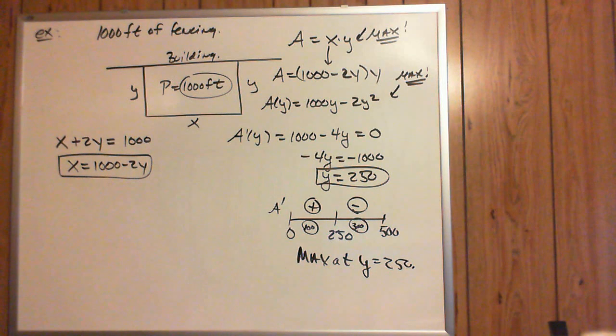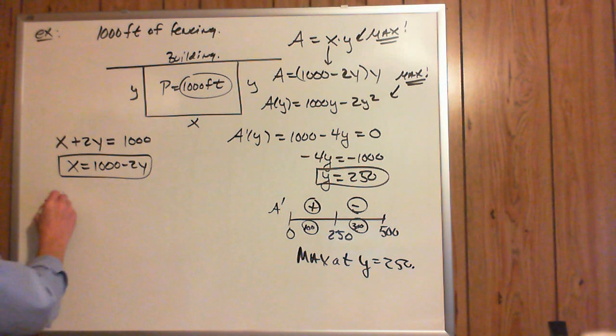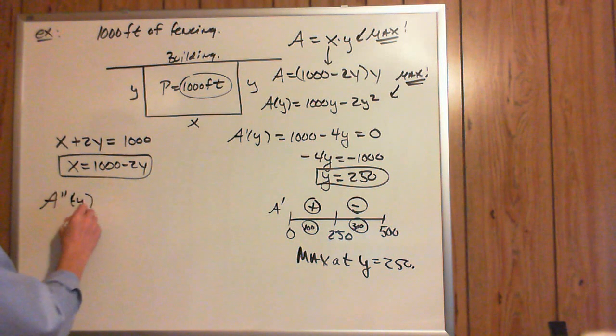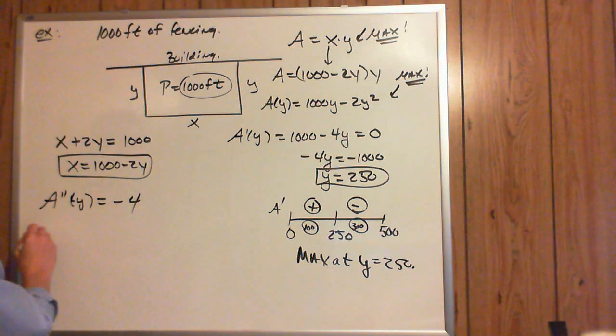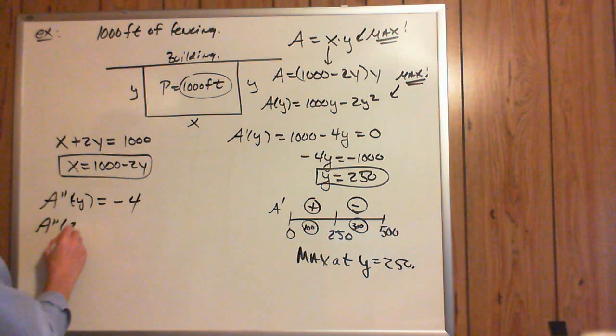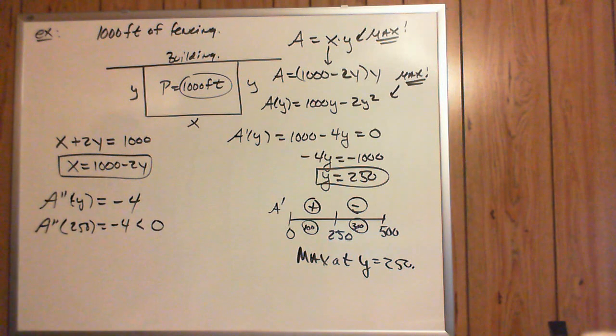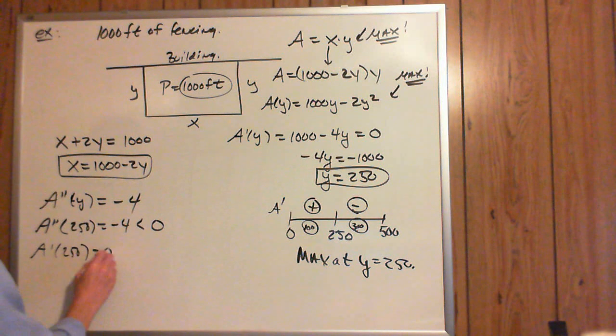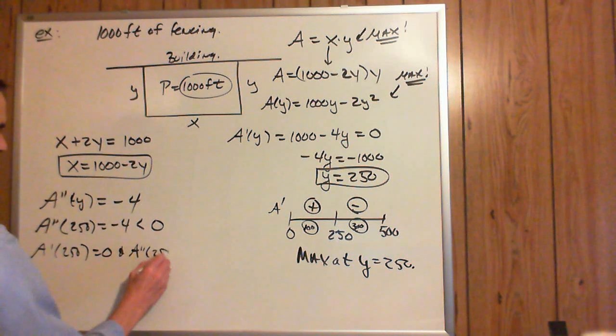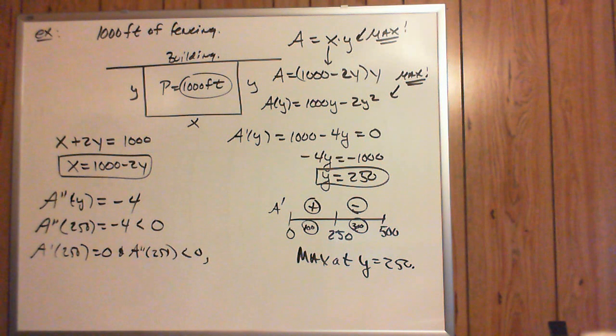Again, we could have done the second derivative test, taken a double prime at y, and that equals negative 4, and A double prime at 250 is equal to negative 4, which is less than 0. So by the second derivative test, since A prime at 250 equals 0 and A double prime at 250 is less than 0, we would have a maximum at 250.